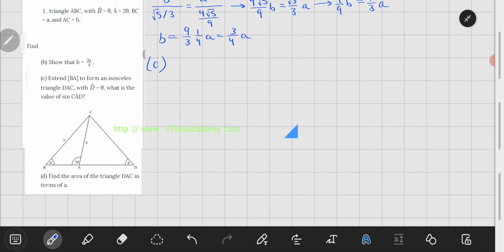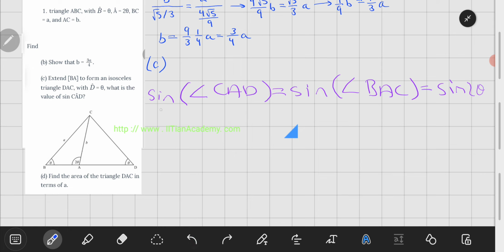So to solve this, what we can do is use supplementary angles, since our angles CAD and BAC are supplementary angles, which means they add up to 180. And our identity for supplementary angles is the following, where sine CAD is equal to sine BAC, which is also equal to sine 2 theta. And I hope that's familiar because we already know what sine 2 theta is, and that is 4 over 9 root 5. So that is our answer to that question.